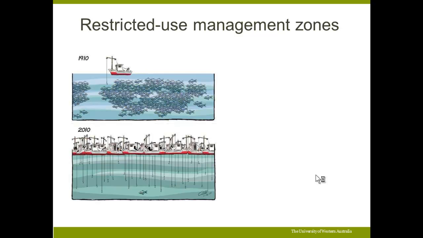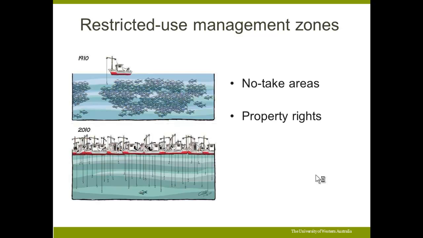One solution to this over-extraction problem is to restrict the activities that can occur in marine areas. And we do this by creating restricted use management zones. So these zones include no-take areas. So these are areas where fishing activities, other extractive activities, are either partially or completely prohibited. So typically they're no-go zones.